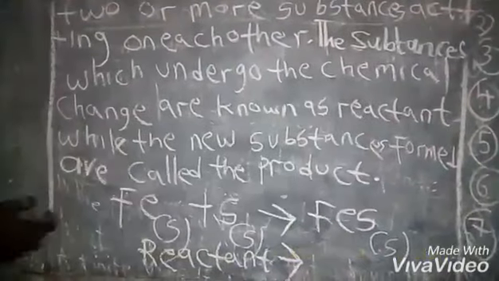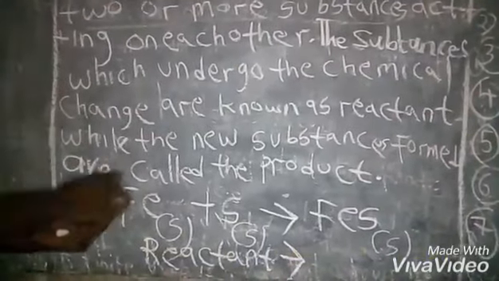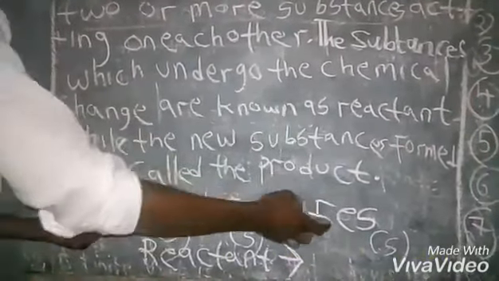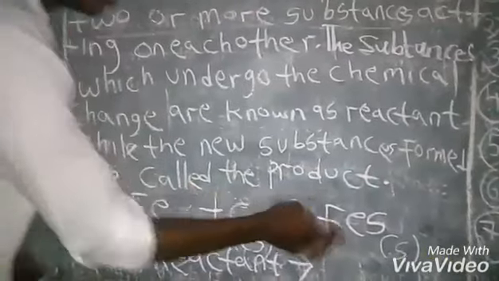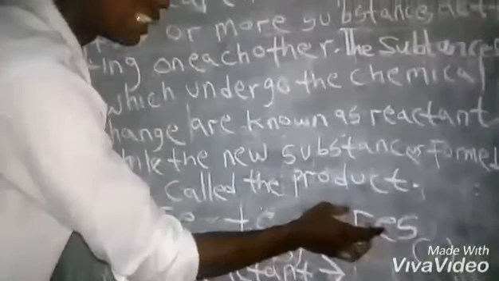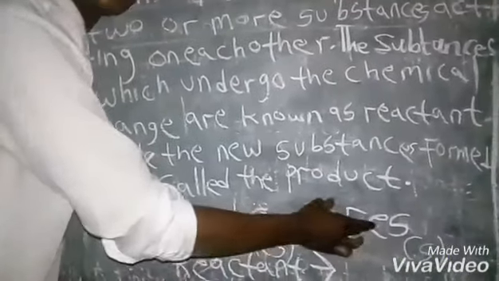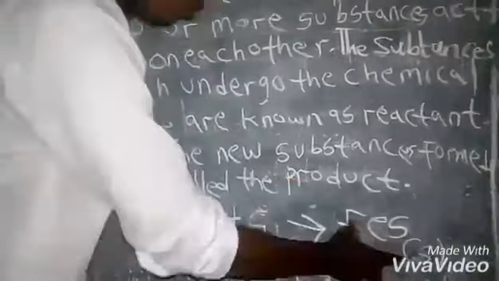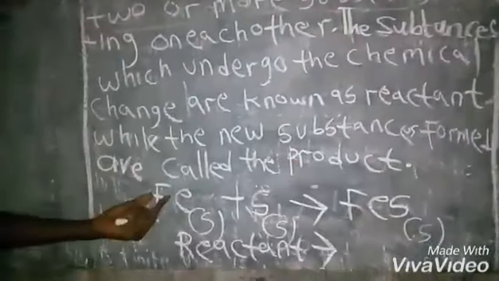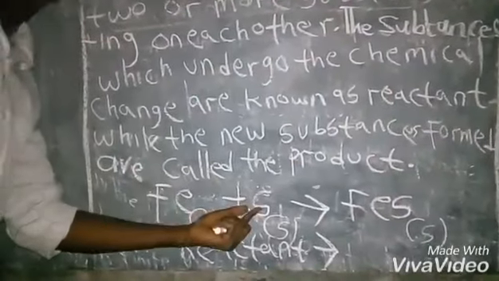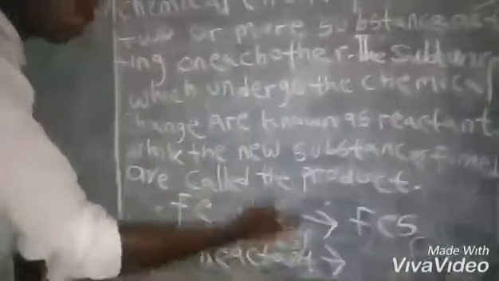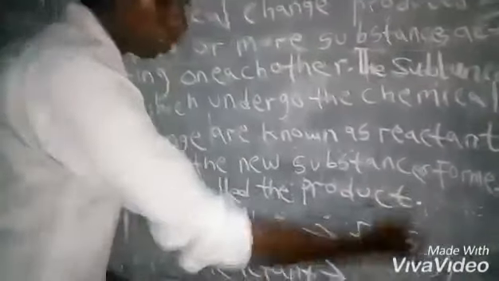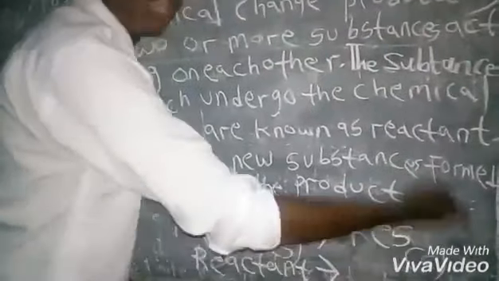Like I said the other time, whenever the iron reacts with the sulfur, it is going to give rise to a new product. The product which is formed here is our compound, which is the new substance formed as a result of the combination between the iron and the sulfur. Don't forget, when iron reacts with sulfur, it is going to give the product of iron sulfide, which is our compound.